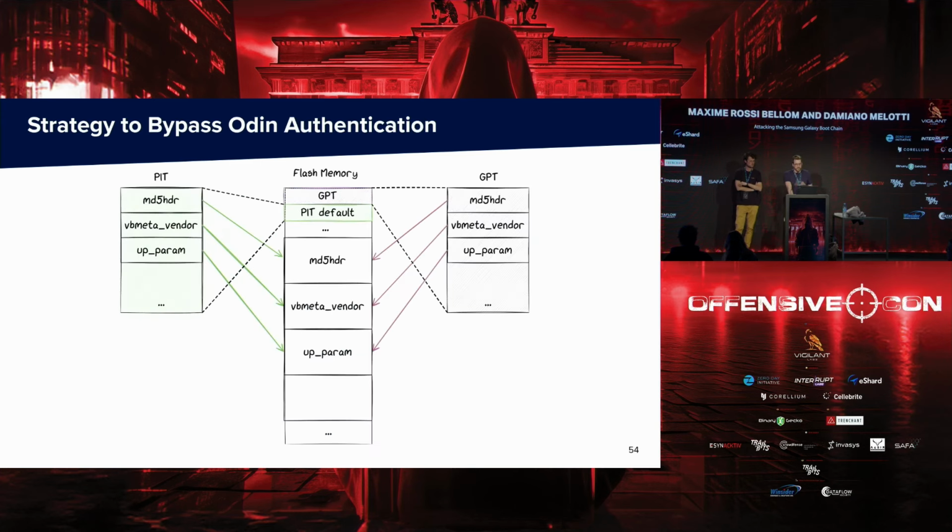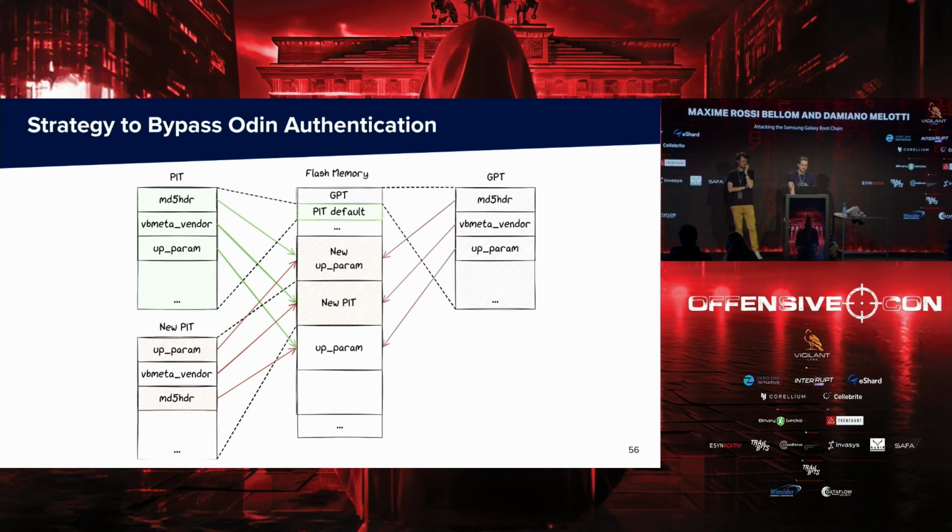So we came up with the following strategy. You see here the flash memory. We have the PIT and the GPT pointing more or less to the same partitions. And if you recall, there is this MD5 HDR partition that is one of those we can flash without authentication, and it's actually not used, so we can overwrite it. And we put here a new up-param partition containing the JPEGs, the malicious JPEGs. Then we do the same with the VB meta vendor partition, which is also flashable and seems to be empty. And here we will place a new PIT file. So it's exactly the same as the default one, except that we will rename the MD5 HDR partition into up-param.